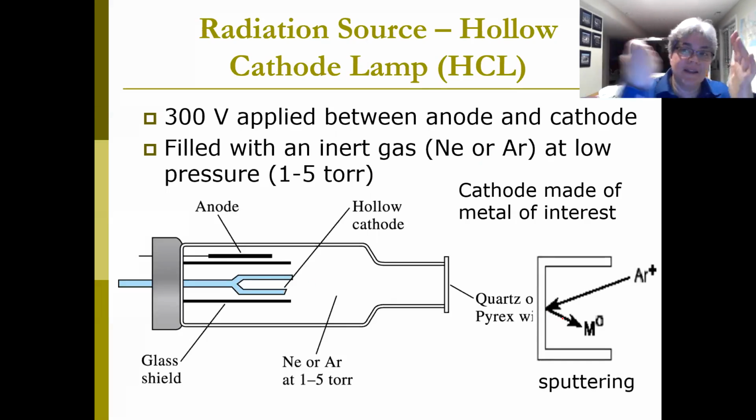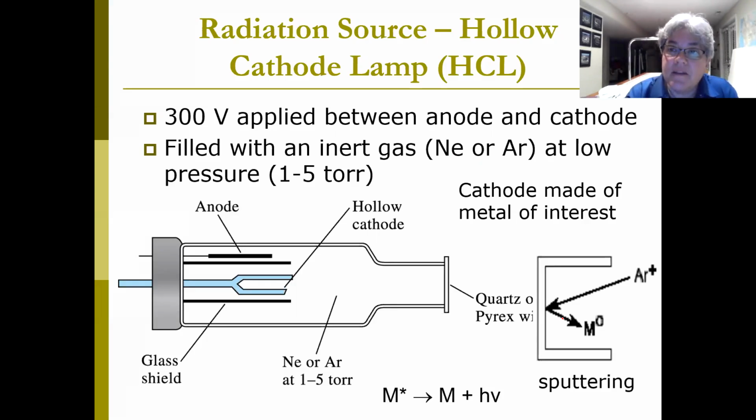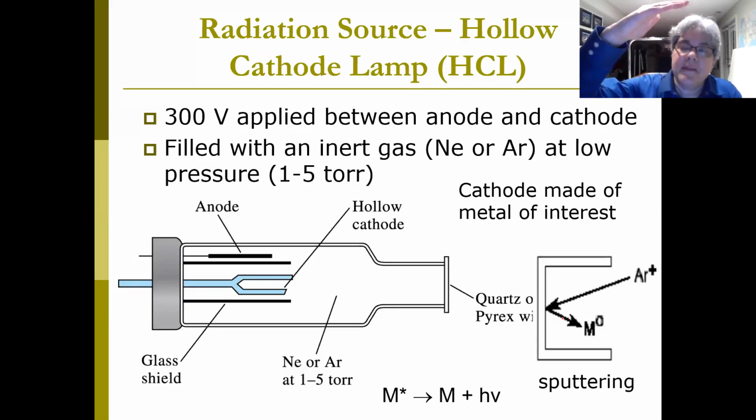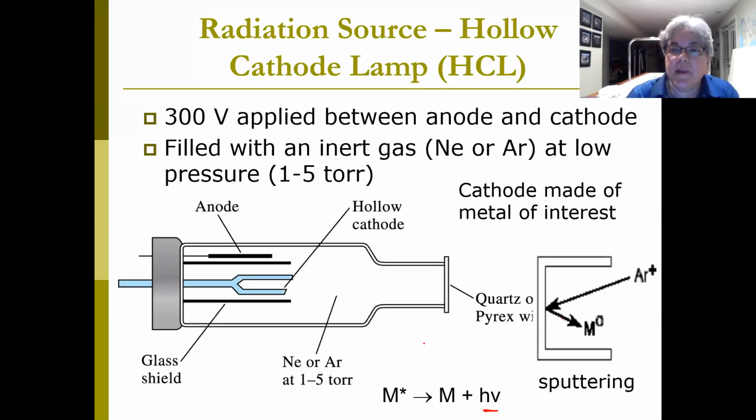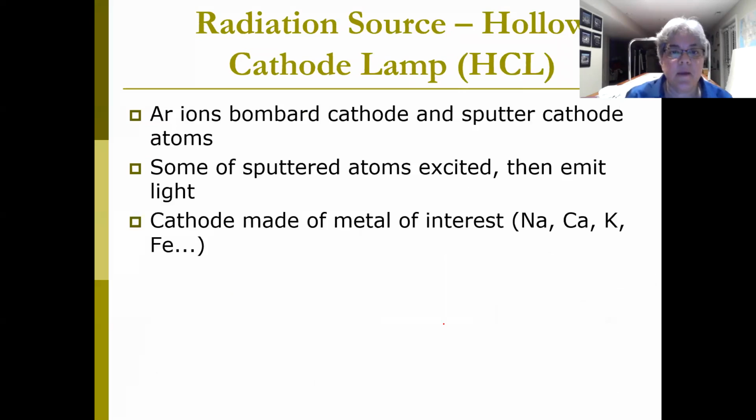Okay, that argon hits the cathode and knocks out metal ions. Now, some of those metal ions will be excited. So they're excited, and then they will come back to the ground state, and they will emit light. And this is the light that I'm then going to put into my sample. So that's the hollow cathode lamp. This explains the process that I just explained, how that works.